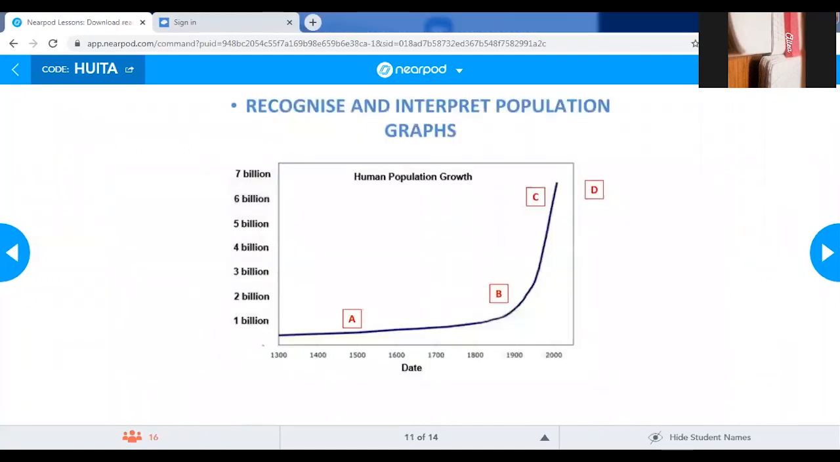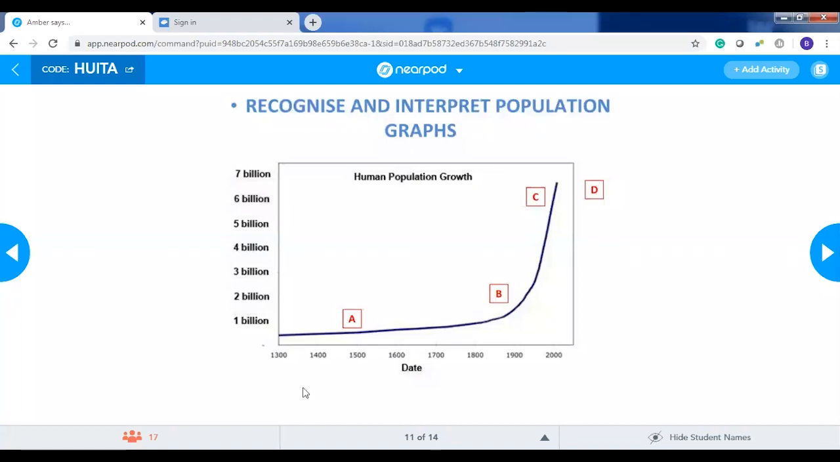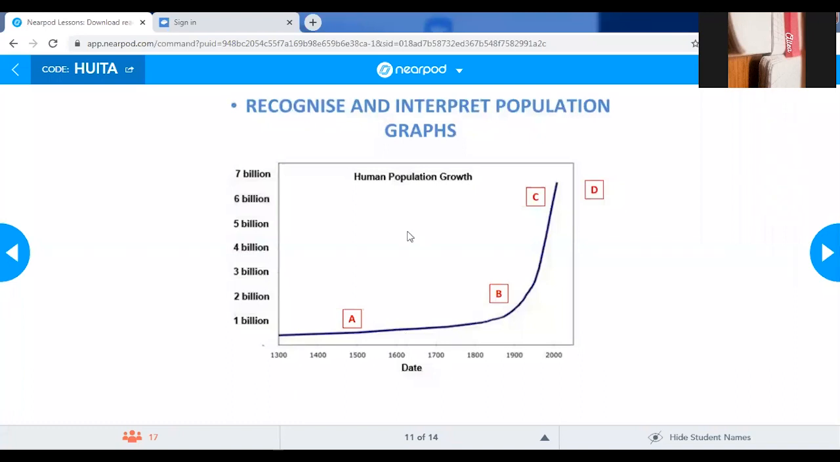Now this graph, it differed. We said that the graph of an animal or plant population has the form of a curve shape. And here we have the human population, which has this other kind of shape. These are the years, showing how the human population changed over the years. And this is the number of individuals, up to 2000, about 7 billion humans.